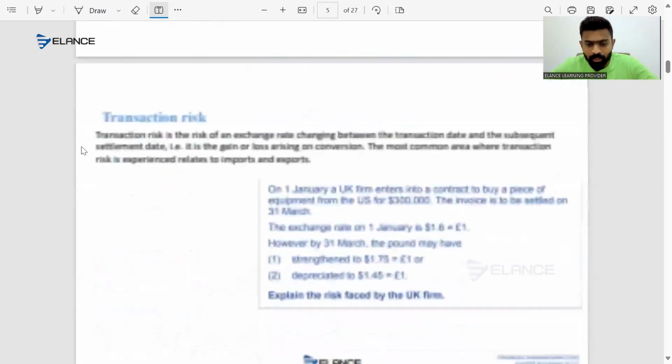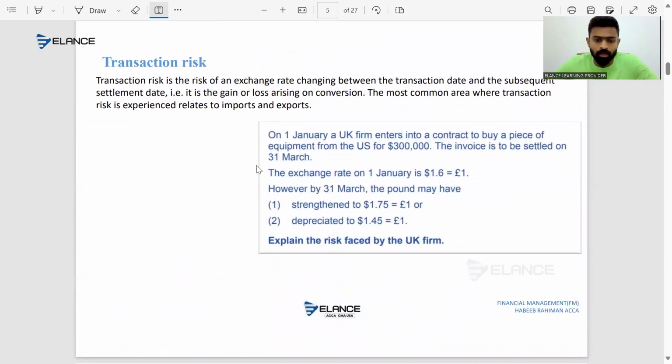Here is an example for transaction risk. On 1st January, it's not working. Let me take my pen.